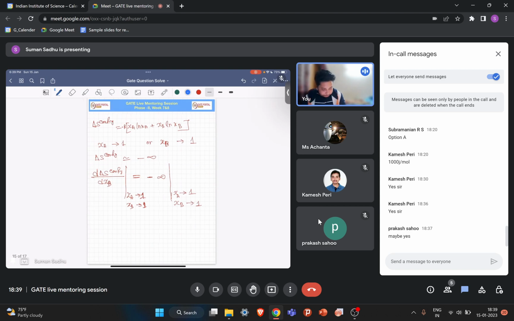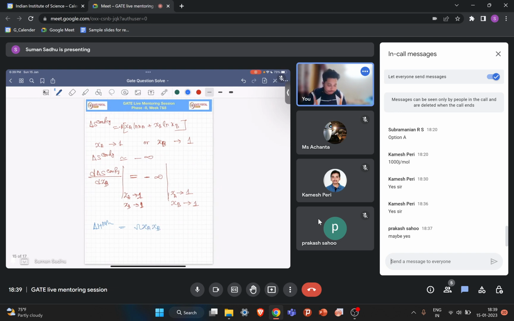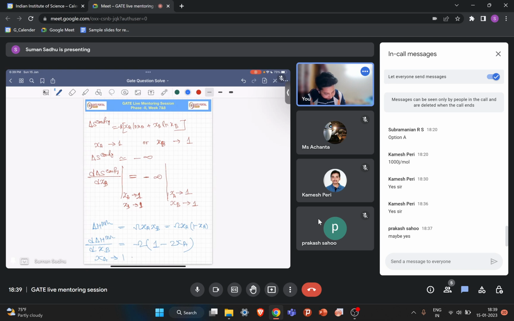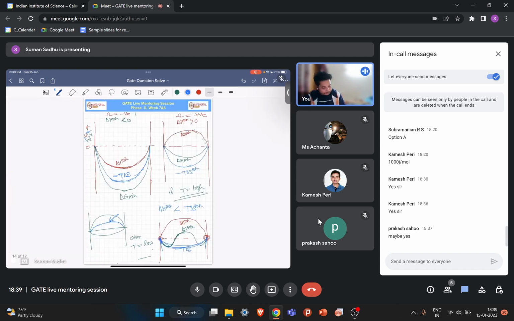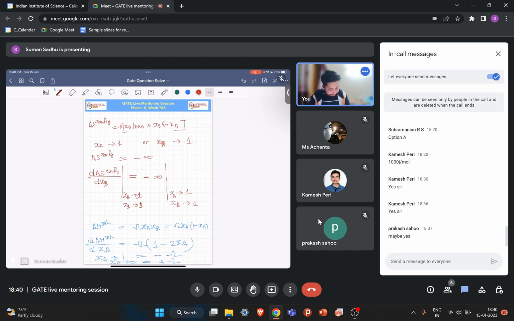But if you see your delta H mix, it is omega xA xB, right? So if you take the derivative, what you will get? Omega xA into (1 minus xA). So the derivative will be omega into (1 minus 2xA). So when xA tends to 1, this value is minus omega, and when xA tends to 0, this value is plus omega, right? So at the end also your delta H mixing curve has a certain value of slope. So minus omega or plus omega, this is not infinity.